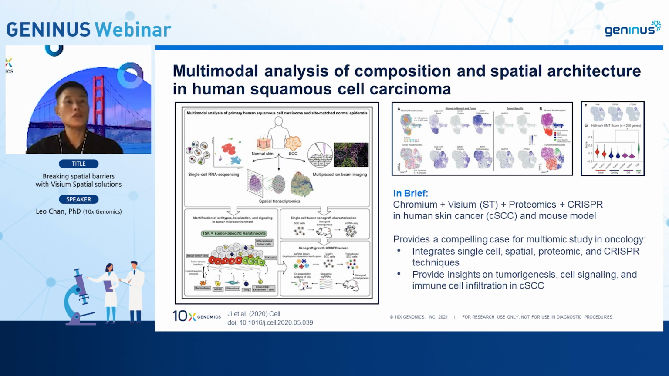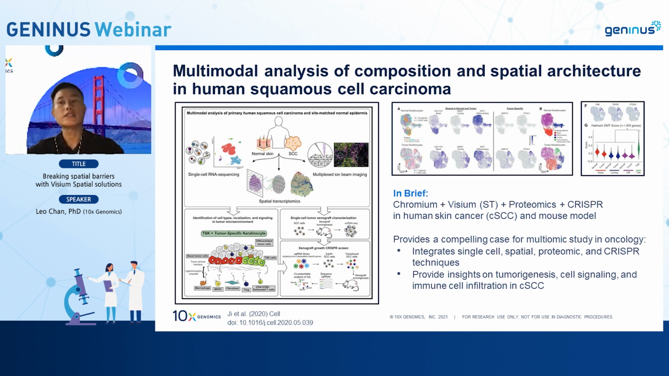The next publication in Cell last year is by researchers from Stanford University in the US. Their experiments start by generating 10x Chromium single-cell gene expression data sets from normal skin and squamous cell carcinoma clinical samples from patient donors. The authors then integrated Visium datasets, and they also conducted multiplex ion beam imaging, a technique they use for protein detection. Additionally, they also performed CRISPR functional screens for validations.